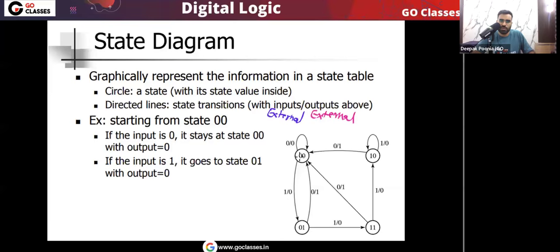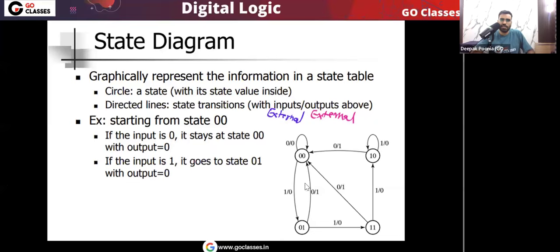Let's see the interpretation here. For example, if the present state is 0 0, meaning the flip flop output combination, and the external input is 0, then we will go to state 0 0, meaning the next state will be 0 0 and output will be 0. Okay, are you getting my point? So if your synchronous sequential circuit has external input as well as external output, this is how we are going to draw the state diagram.